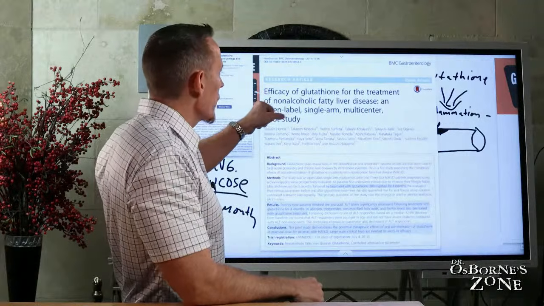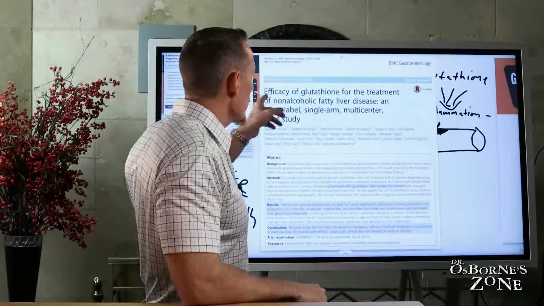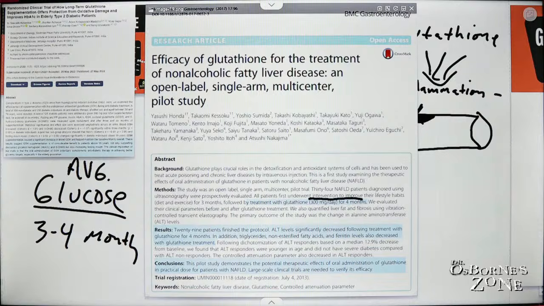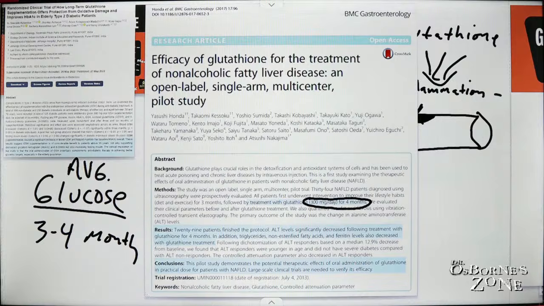You see here in this particular study published in BMC Gastroenterology, efficacy of glutathione for the treatment of non-alcoholic fatty liver disease. And so you see here treatment with glutathione, in this case it was 300 milligrams a day for 4 months. That's what the parameter of the trial was, and the result, 29 patients finished the protocol. ALT levels significantly decreased following treatment with glutathione for 4 months. In addition, triglycerides, non-esterified fatty acids, and ferritin levels also decreased with glutathione treatment.